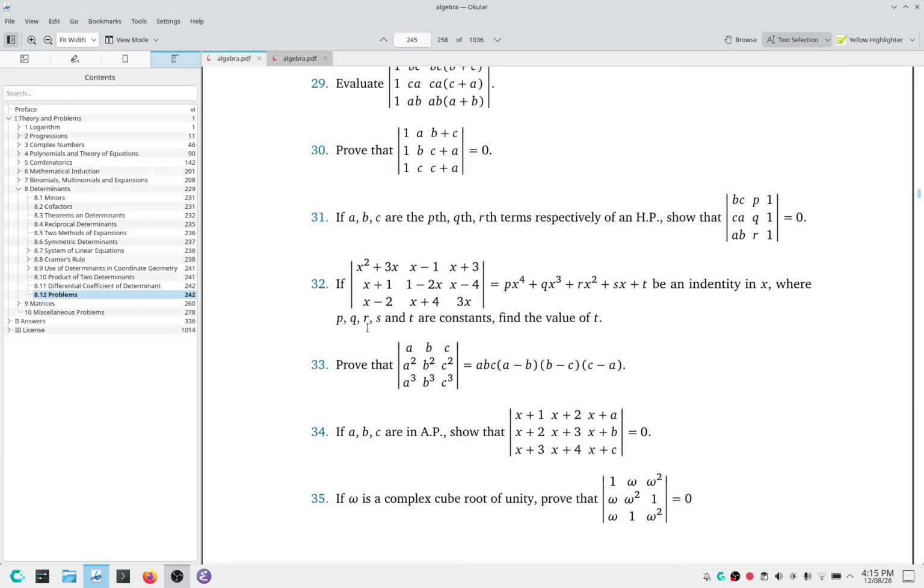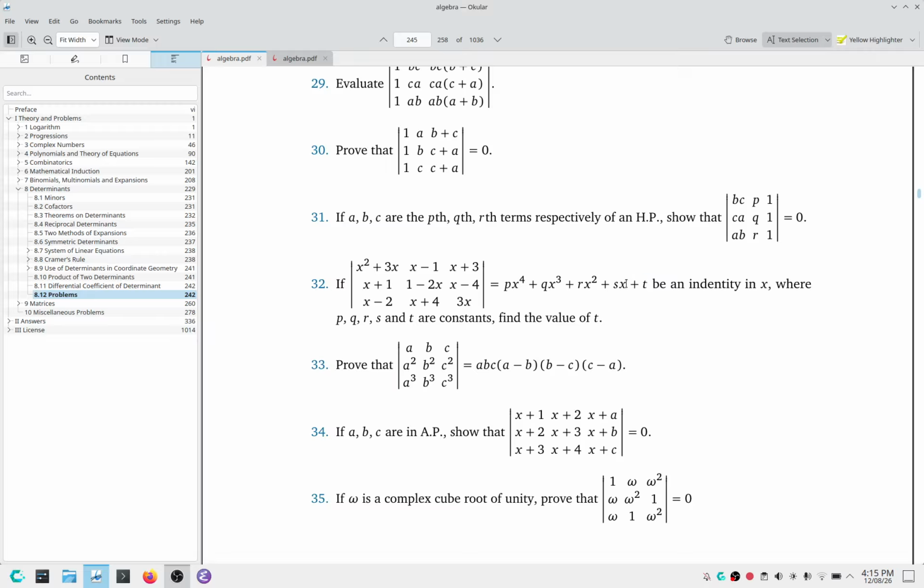Question 32 has this determinant. There is no need to read it, you will see why. So this determinant is equal to px to the power 4 plus qx cube plus rx square plus sx plus t, an identity in x where p, q, r, s, t are constants. Find the value of t. So we have to find the value of t.